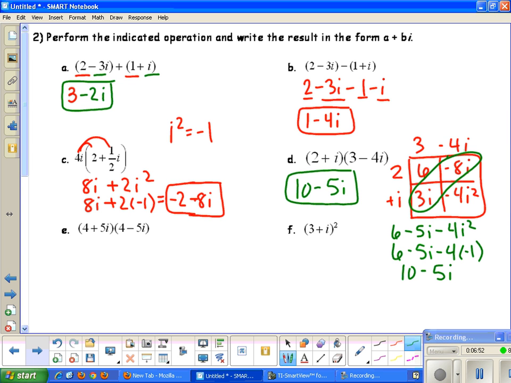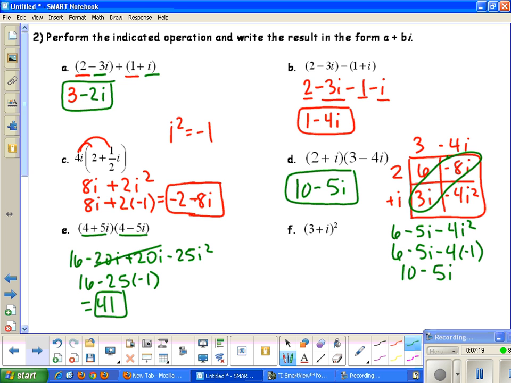So for this first one, when you do this out, notice these, if you remember from Algebra 2, are complex conjugates. So when you multiply them out, you end up with 16 minus 20i plus 20i. So your middle terms cancel out, minus 25i squared. So these cancel out, and you're left with 16 minus 25 times negative 1, which ends up giving you 41. And then for F, remember this is 3 plus i times 3 plus i. And then when I FOIL or box this out, I end up with 8 plus 6i.